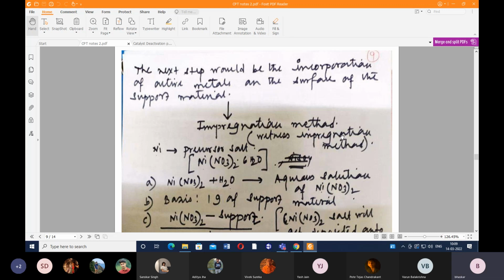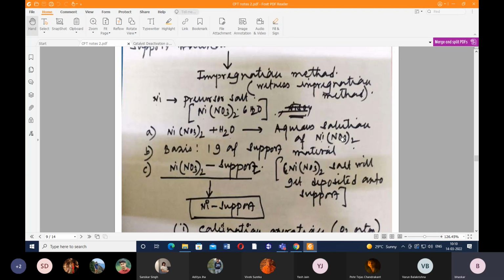We will first perform the impregnation operation. Impregnation means dispersion of this nickel nitrate salt onto the surface of the powder support material. How can we incorporate nickel nitrate onto our support? First of all, we'll make a liquid solution, or aqueous solution, of nickel nitrate.